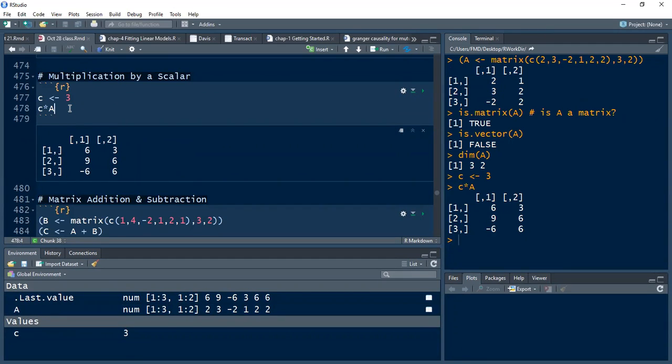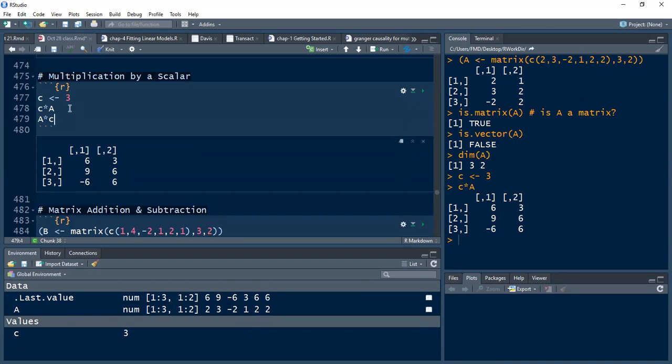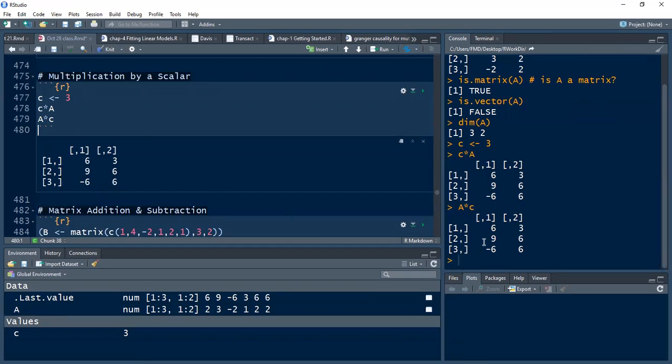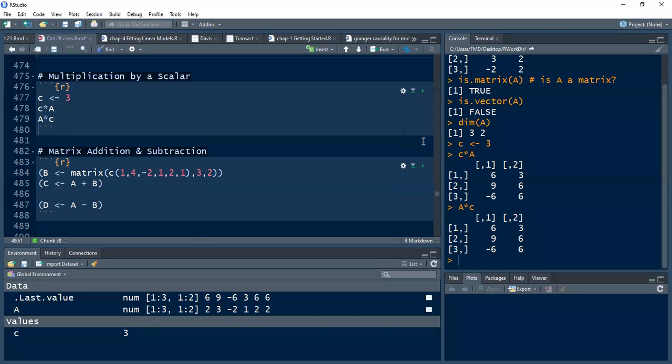And is it possible to reverse that? A times c? Yes, it's the same. When you are multiplying a matrix with a scalar quantity, it doesn't matter whether you pre-multiply the scalar or post-multiply the scalar quantity. It's not multiplying by matrices. It's just multiplying a certain matrix by a scalar quantity. All right? As we did in Excel, we can also perform addition and subtraction in R.